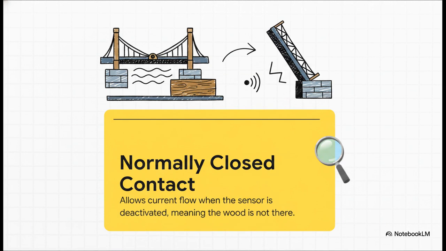On the flip side, a normally closed contact works in the exact opposite way. And spoiler alert, it's going to be vital for our setup later on. Think of this as a drawbridge that is naturally lowered, just letting traffic right through. It actually stops the current when it gets triggered. We're going to use this specific logic for our sensor to trigger an action specifically when the wood is taken away rather than when it's placed.